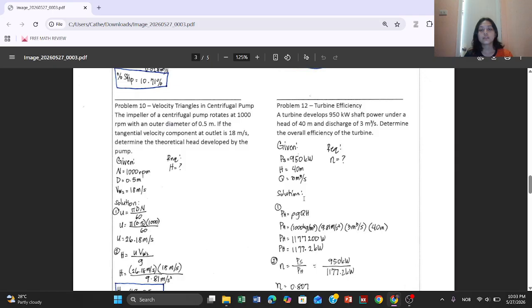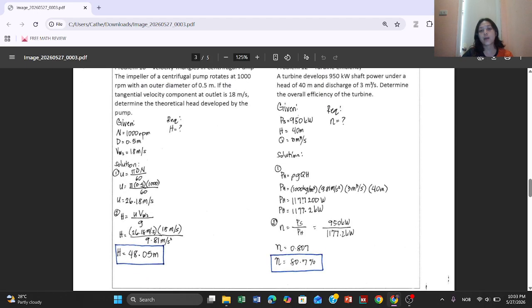Next, problem number 12 is about turbine efficiency. A turbine develops 950 kilowatts shaft power under a head of 40 meters and discharge of 3 cubic meter per second. Determine the overall efficiency of the turbine. Given is a shaft power of 950 kilowatts, a head of 40 meters, and a discharge of 3 cubic meter per second. So the solution will be, first, let's get the hydraulic power.